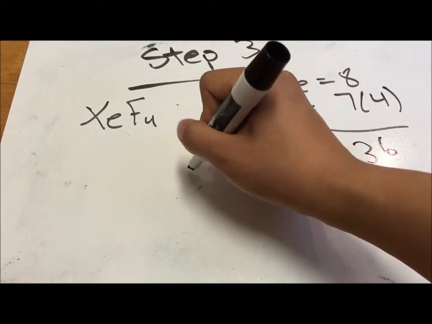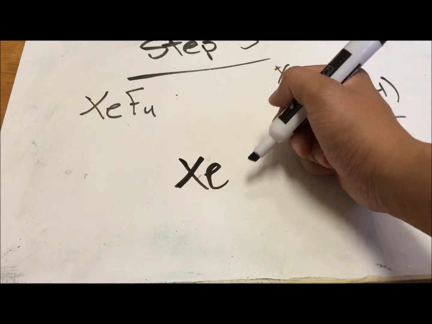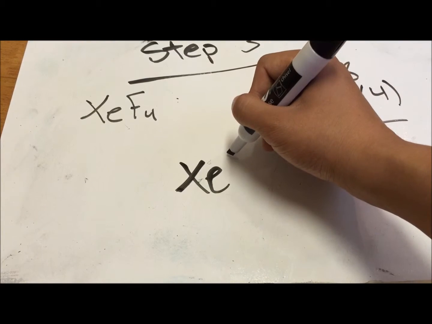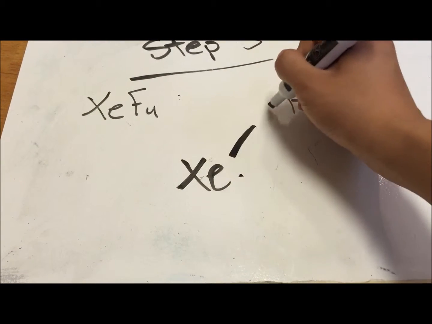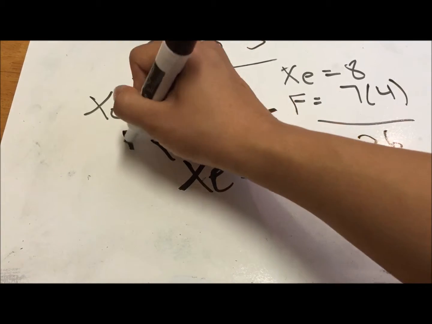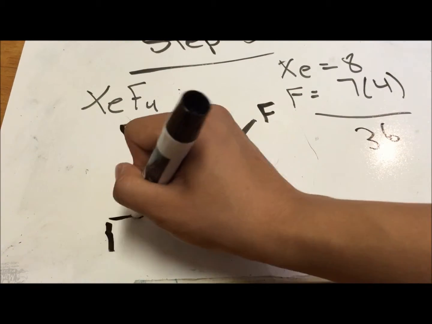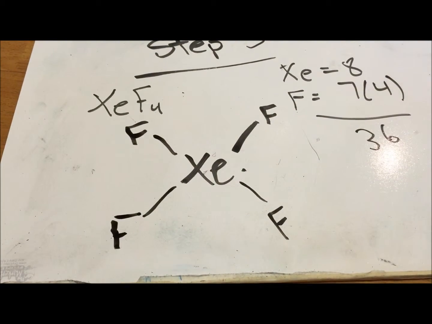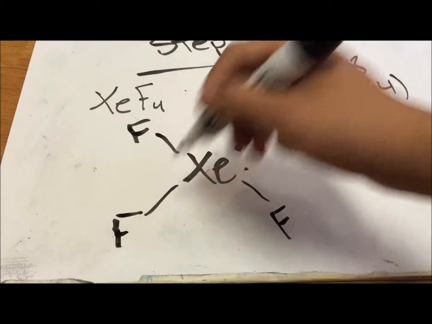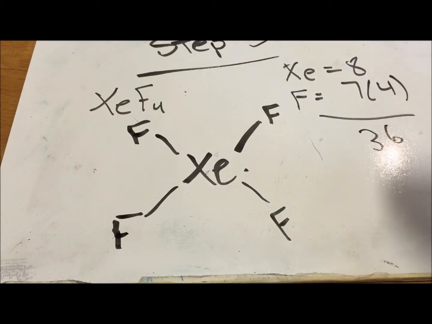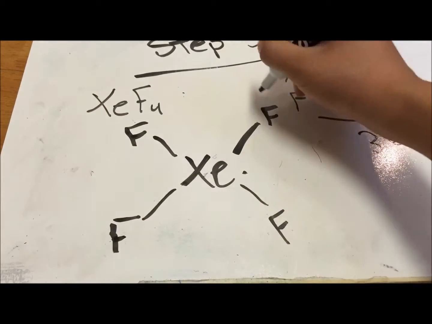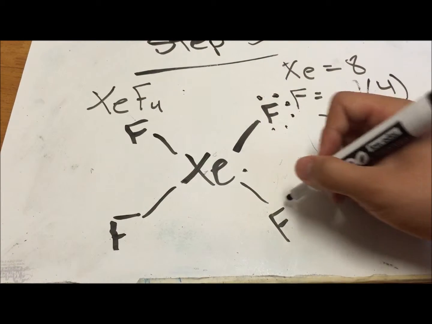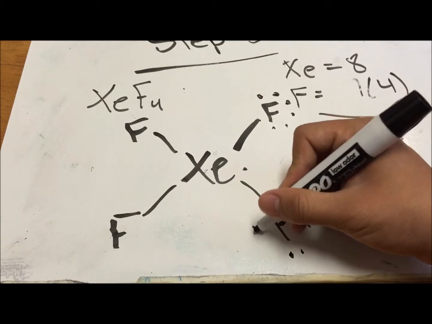So then xenon has a lower electronegativity than fluorine, so it will be the central atom. Next, we're going to do a single bond to each of the fluorine atoms. Now, when you count it all up, we have 2, 4, 6, 8. That's not 36. So now we need to add some electrons. So we're going to complete the octet for fluorine on each one of them. So we're going to add 6 to each.